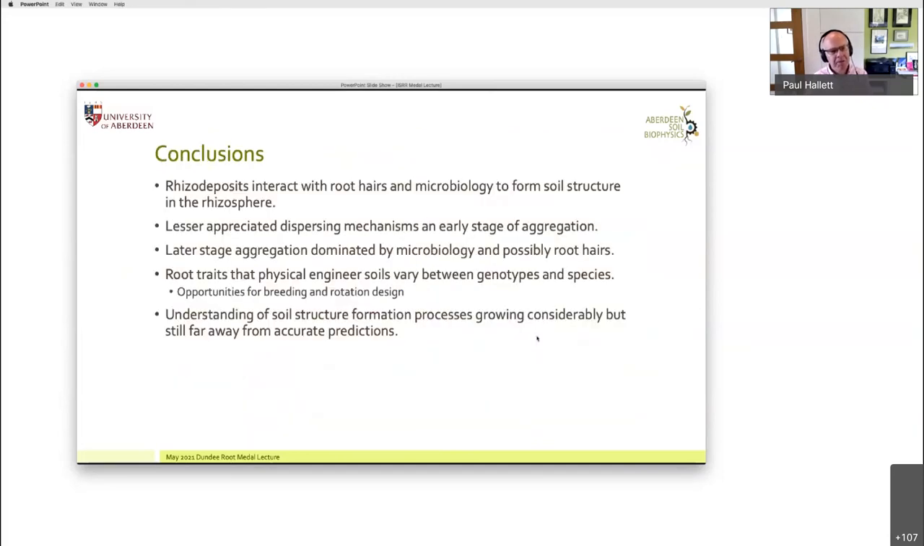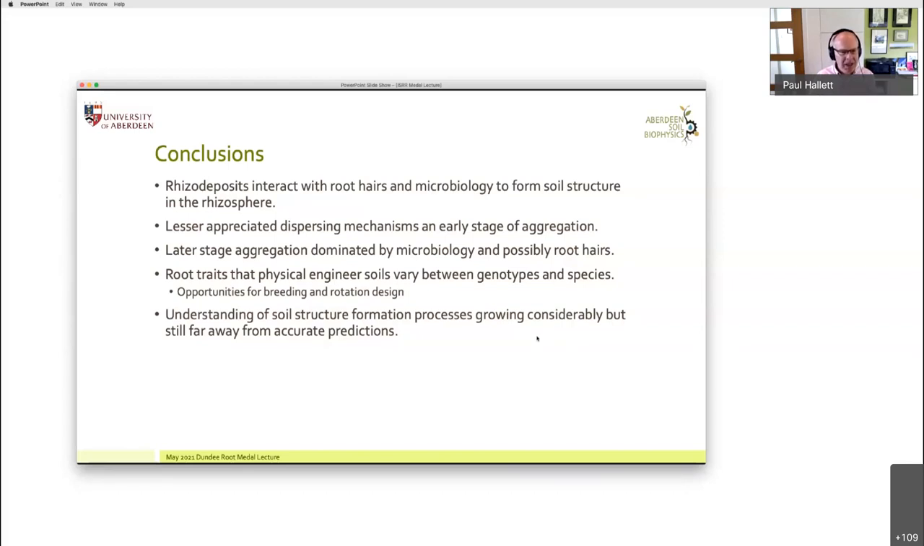So just to conclude, as we've known for a very long period of time, rhizodeposits interact with root hairs and microbiology to form soil structure in the rhizosphere. And this soil structure is incredibly important to how these microbes function, but isn't always considered when we're looking at some of the processes that occur within the rhizosphere. What we discovered that was very interesting was this dispersing mechanism, which is not that well appreciated, which could be at the onset of soil aggregation. And then as we get to later stages of aggregation, microbiology starts to dominate what we're looking at, and possibly root hairs. And this needs to be unpicked a bit more.